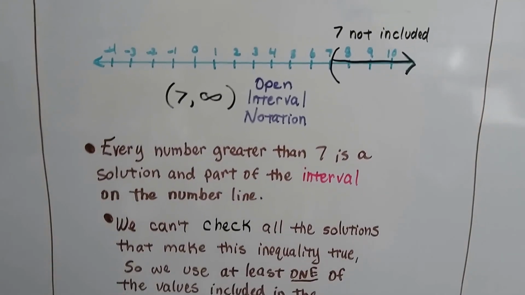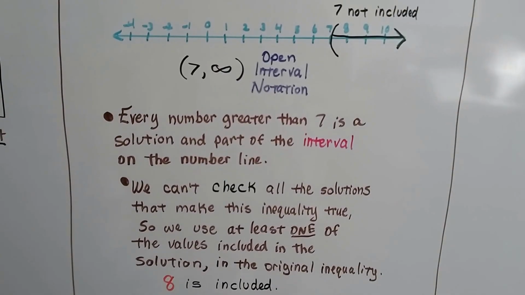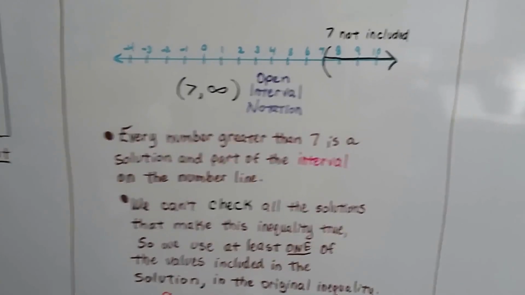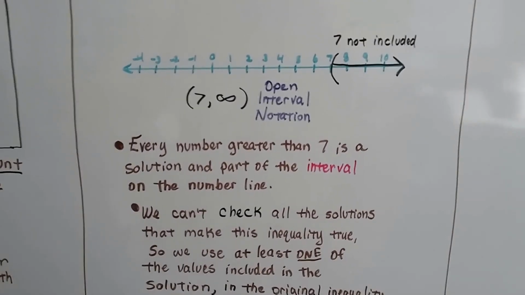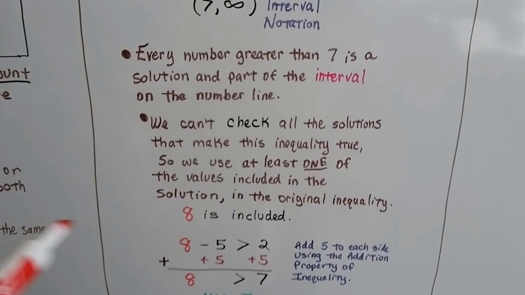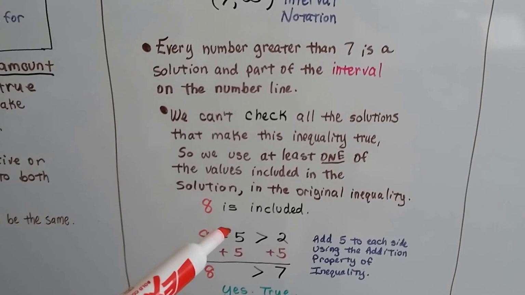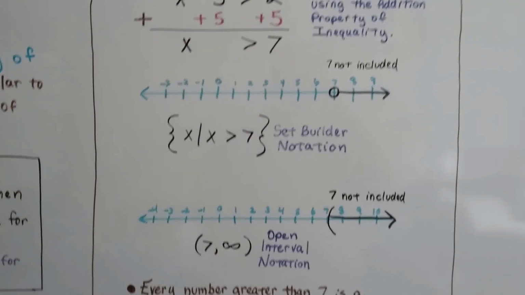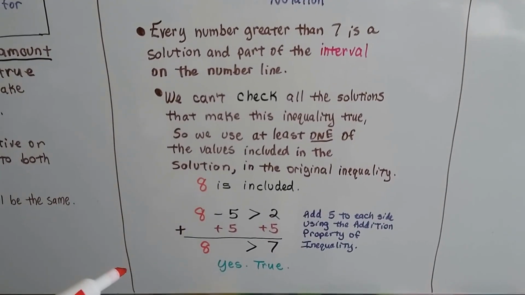We can't check all the solutions that make this inequality true, so we can use at least one of the values included in the solution in the original inequality. 8 is included. That's part of the interval, part of the solution, isn't it? So we can use 8 in the original inequality. So 8 minus 5 is greater than 2, because our original one was x minus 5 is greater than 2. So we can plug in 8. 8 minus 5 is greater than 2.